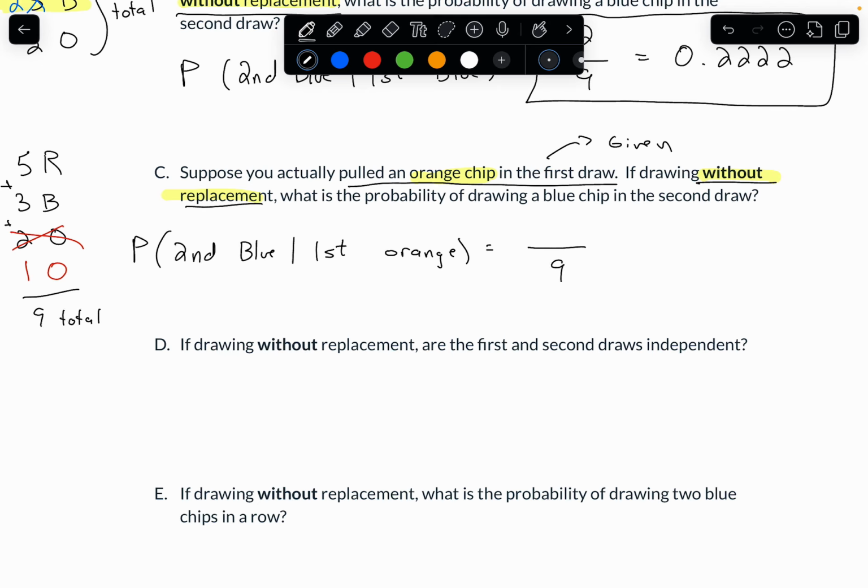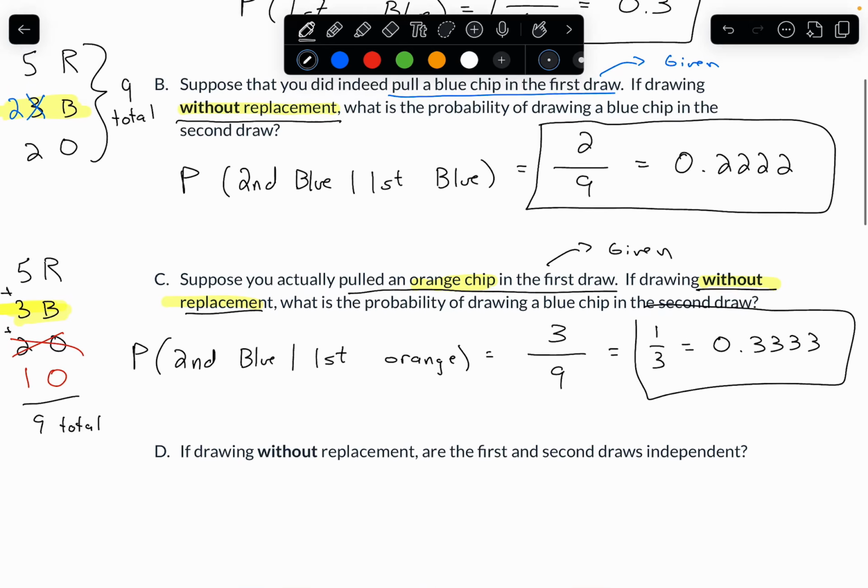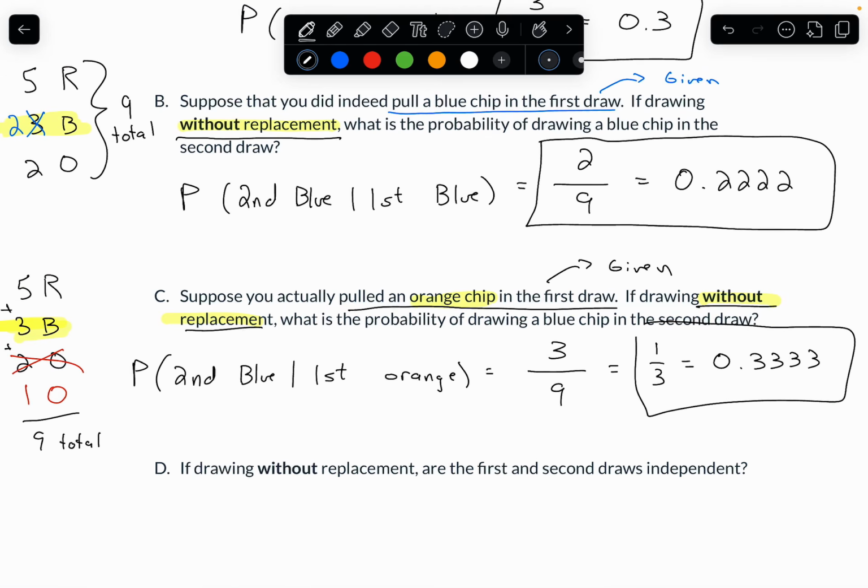So out of the 9 total chips that I have in my bag, I haven't changed the total number of blue chips from my initial setup. There's still 3 out of 9, but I have changed my denominator here. I have changed that sample size, which will in fact change my probability. So 3 out of 9, if I wanted to simplify that, that's the same as 1 over 3 or 0.3 repeating. So we'll say 0.3333. So what I'm noticing here, and this is the question I'm going to consider in the next part, it says, hey, if we're drawing without replacement, are the first and second draws independent?